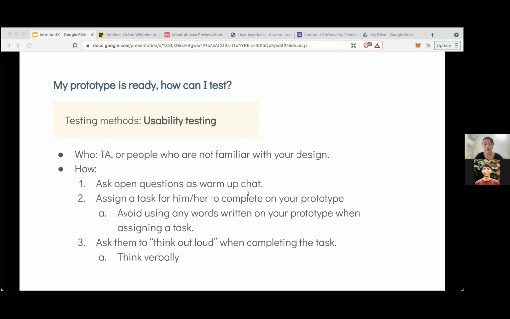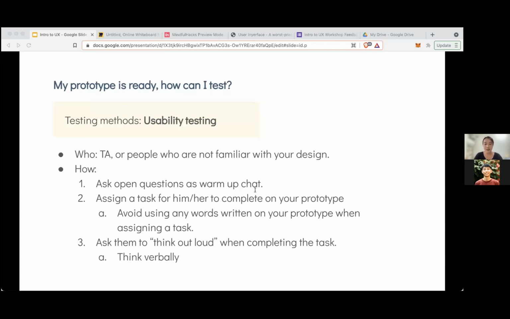And the third thing that we should do is, when he or she starts executing the task, your role is to stand by them and to ask them to think out loud. So thinking out loud means think verbally. Whatever comes through their mind, they should say it. This is so that you will know what the user is trying to find and what confuses them, or what messages they perceive from the app. So it's basically anything that goes through their mind. And usually people would forget to think out loud, so you should be there to remind them to think out loud.